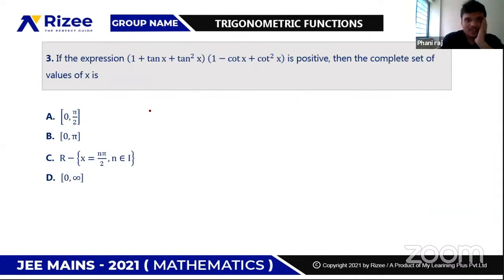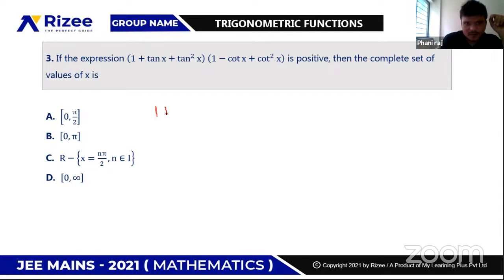Next comes the third question. Third question says what? 1 plus tan x plus tan square x into 1 minus cot x plus cot square x. Now you see, how do you solve such problems? Whenever you have such problems, the first thing you should identify is tan and cot are reciprocals of each other. That should be used. It is an important technique, remember, in solving at least JEE-Mains questions. So we'll convert cot to tan.